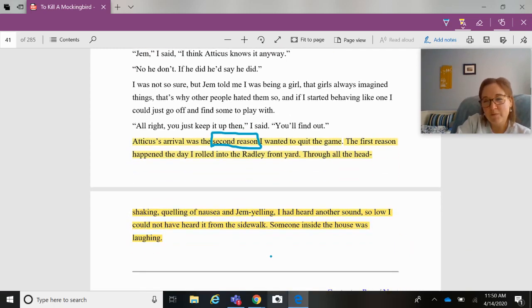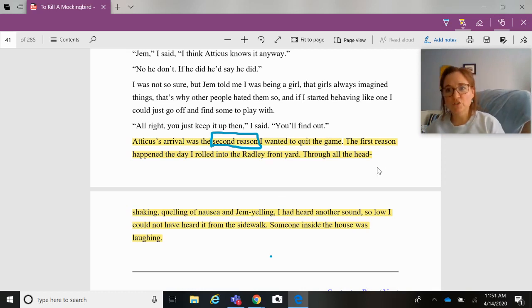But at the end of the chapter, a lot of people miss this. "Atticus's arrival was the second reason I wanted to quit the game. The first reason happened the day I rolled into the Radley front yard in that tire. Through all the head shaking, quelling of nausea, and Jem yelling, I had heard another sound, so low I could not have heard it from the sidewalk. Someone inside the house was laughing." So when Scout was rolled into the yard and fell out of the tire, someone was laughing at her being in the yard. So it's just something to file away.